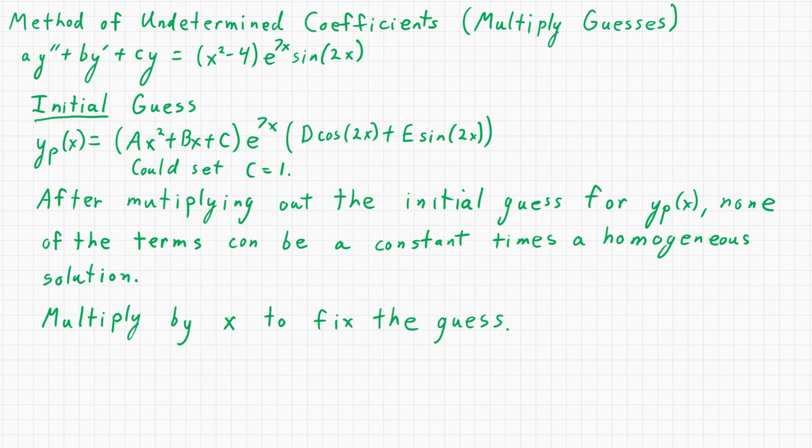What you have to watch out for, though, is after multiplying out the initial guess for the y particular solution, none of the terms can be a constant times a homogeneous solution. And it has to be exactly a constant times exactly one of the homogeneous solutions. It can't be just part of the homogeneous solution. It's got to be the entire piece of the homogeneous solution. So to fix those, you have to multiply by x to fix the guess.